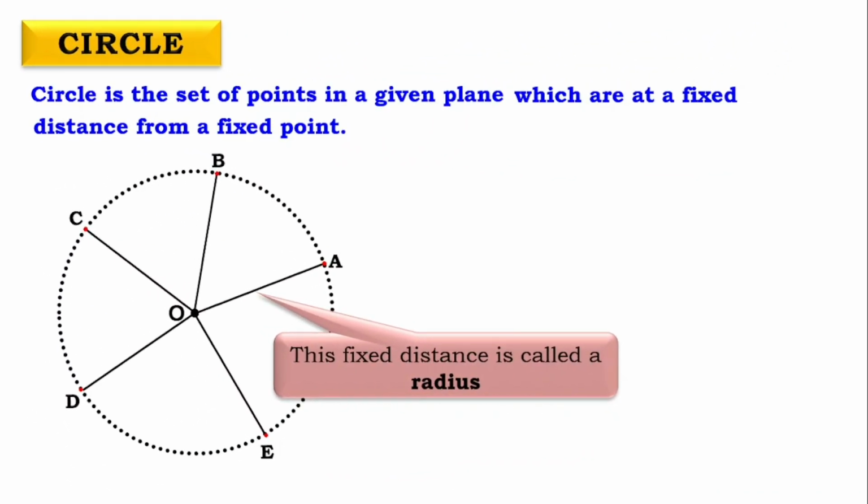So circle is a set of points in a given plane where there is a condition which is at a fixed distance from a fixed point. And that fixed distance is called a radius. And radius of the same circle are always equal.